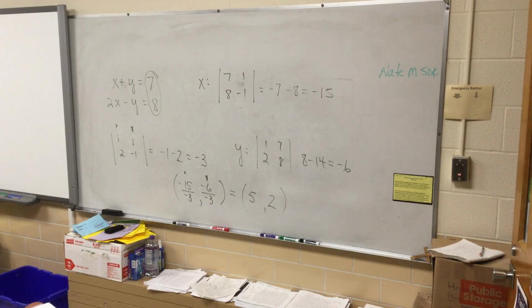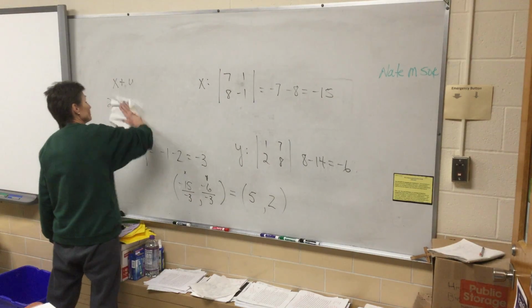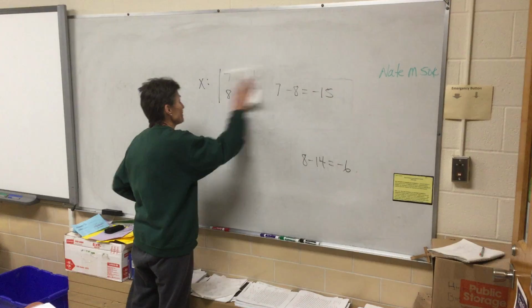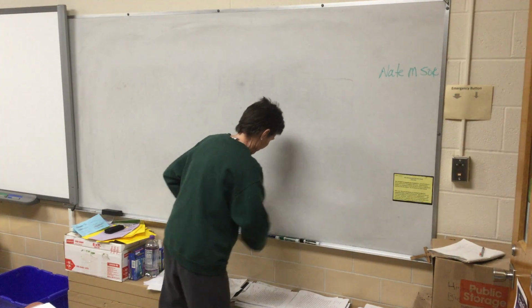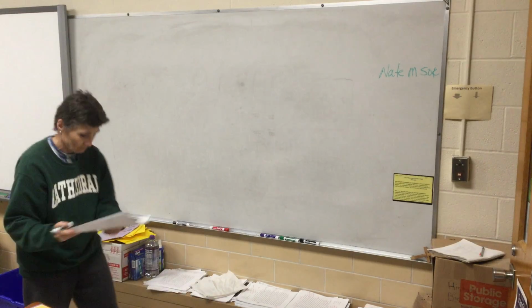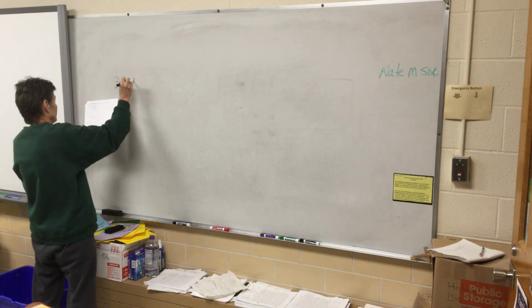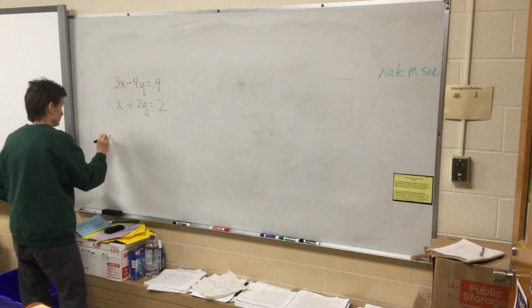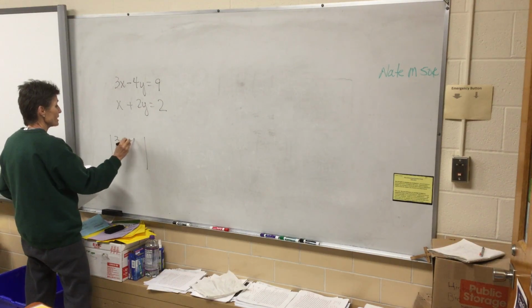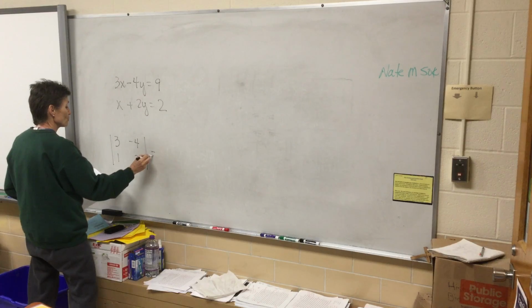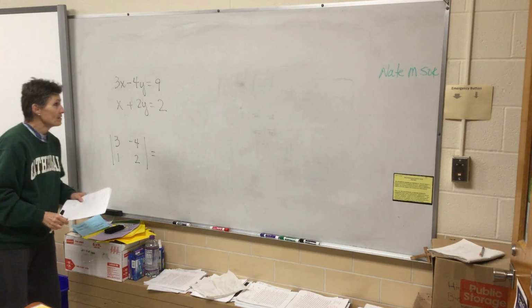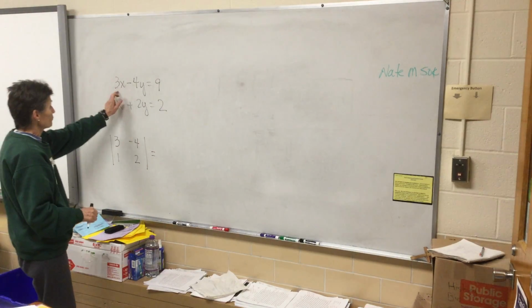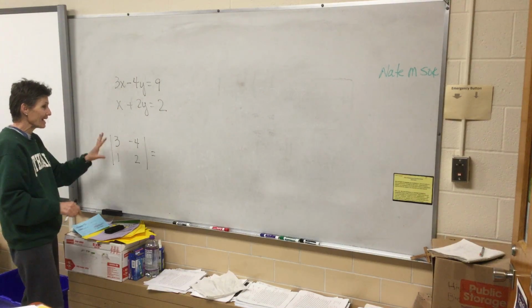All right. Next. See if you can get this next one started. Remember, the first thing you do when you're doing Cramer's rule is you find the determinant of the coefficients. So that would be the 3, negative 4, 1, and 2. So you find that determinant.